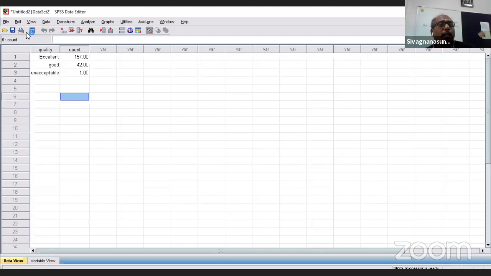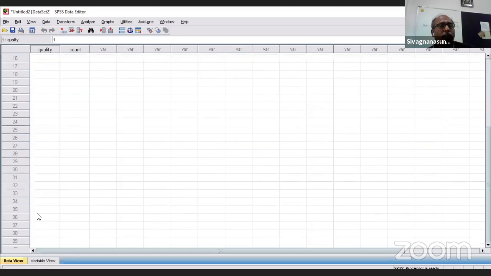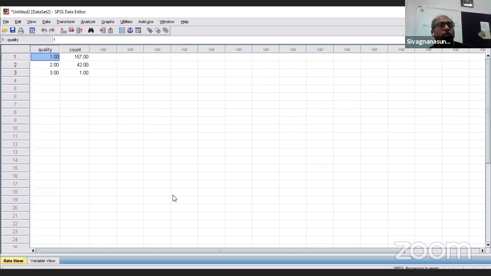Rather, what we are supposed to do is, we have excellent as 1, right? So you should have 157 rows. Till 157, you have to type 1. Then you have to type 2, another 42 rows. And then one row will be containing 3. So that is how you're supposed to enter the data. That is time consuming and cumbersome. So I'm making it a simple, feasible way.